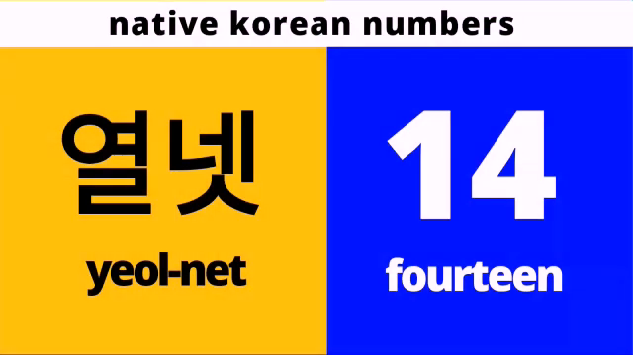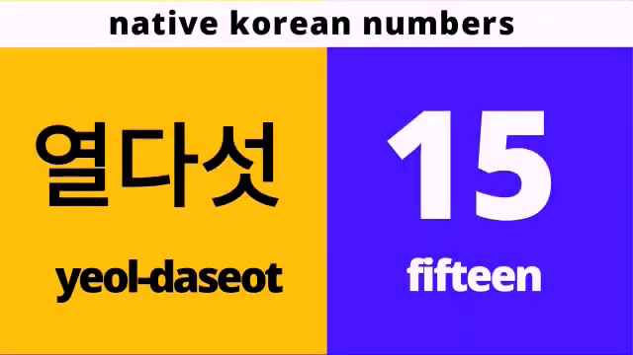Next is 14. The native Korean translation of this is YOL 넷. YOL is 10, 넷 is 4. So, if we combine it, it becomes 14. And that is why YOL 넷 is 14. Next is 15. The native Korean translation of this is YOL 다섯. YOL is 10, 다섯 is 5. 10 plus 5 is 15. And that is why YOL 다섯 is equal to 15.